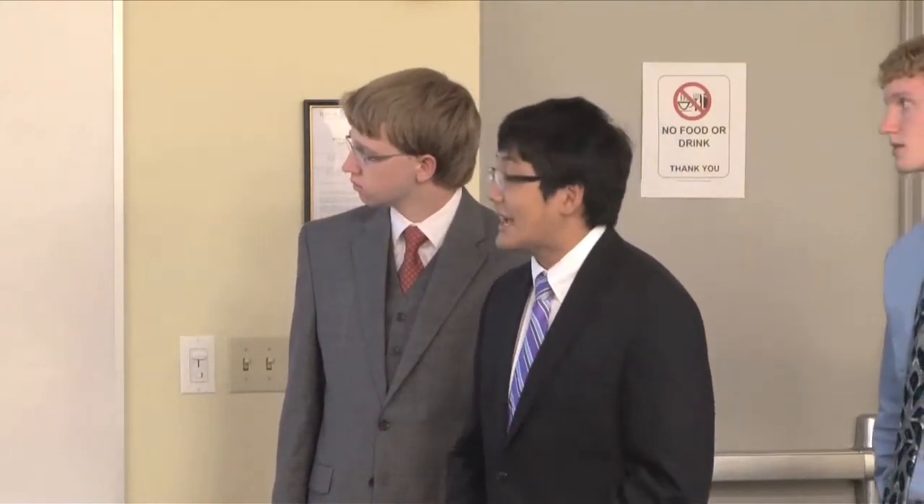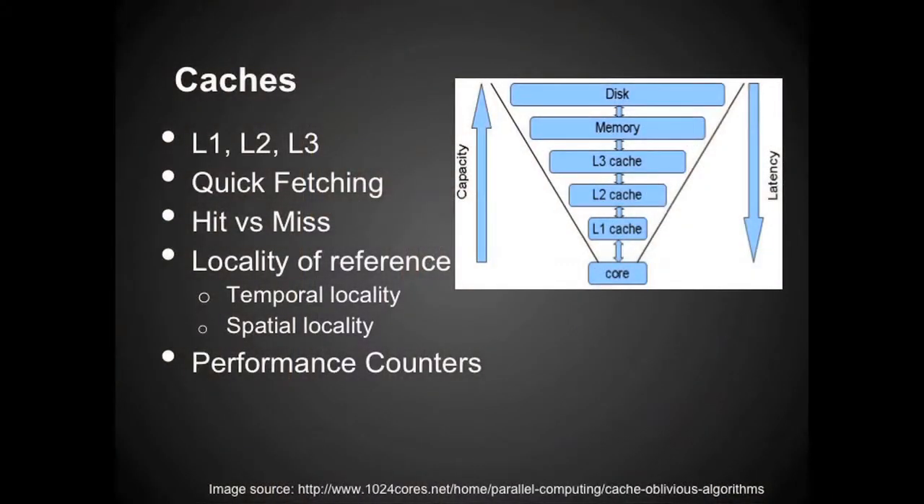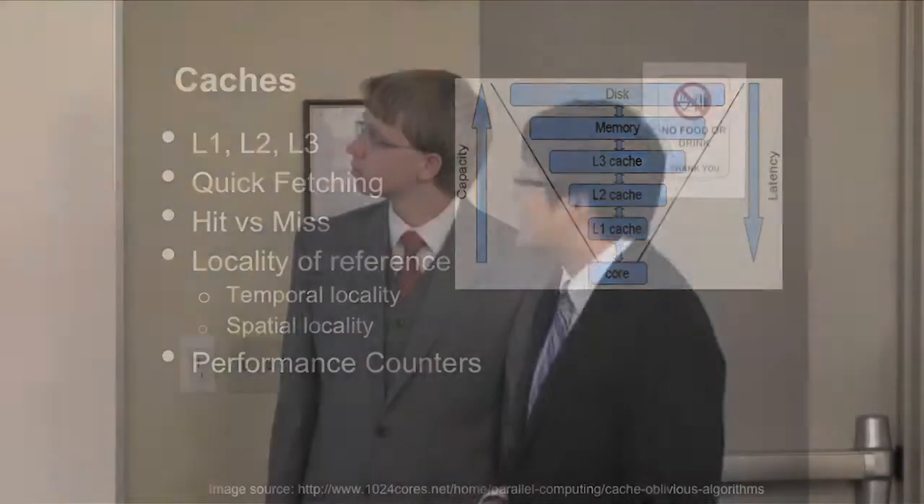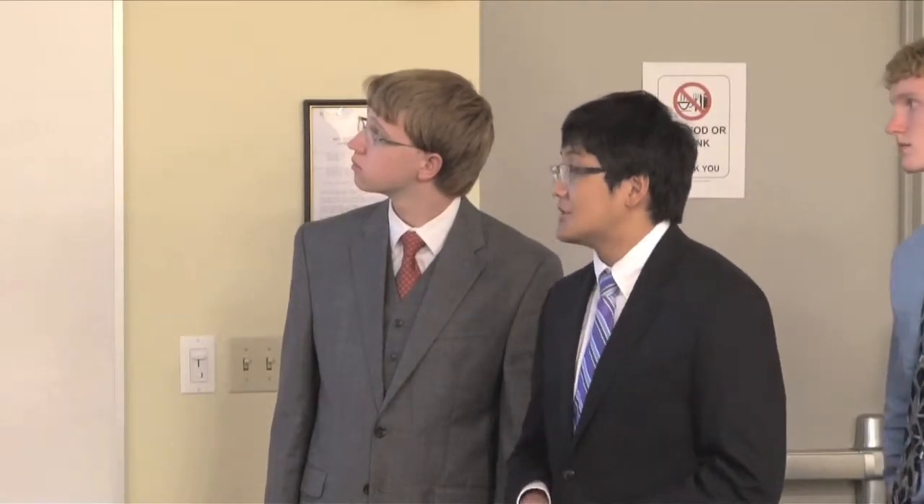This includes caches, of which there are 3 levels, generally level 1, level 2, and level 3. As you go up in levels, the size increases and the latency increases, which means they run slower. The most important thing about caches is that they speed up runtime by allowing quick fetching of data. When data is used, it's stored based on 2 principles: temporal locality and physical locality.